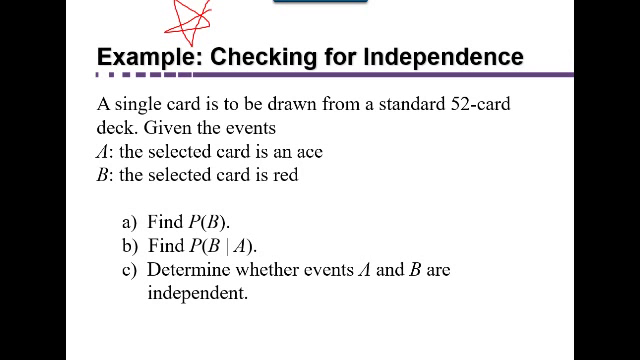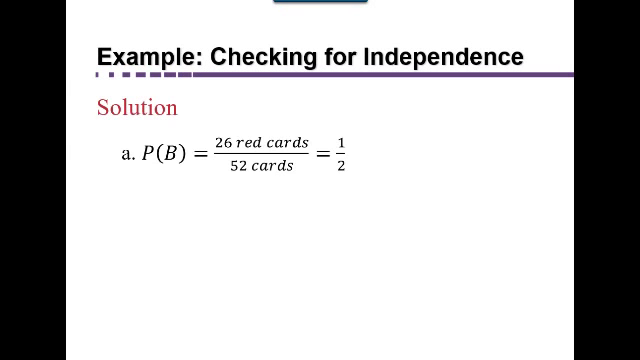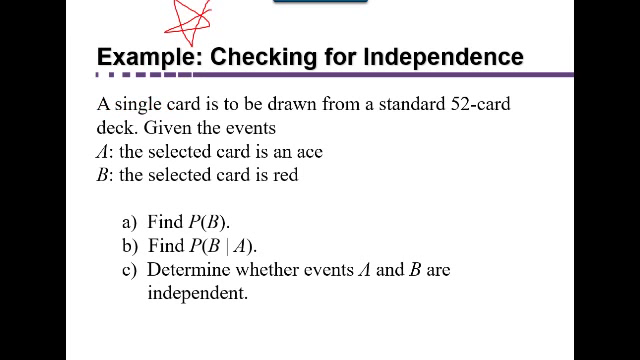So to me, when I first looked at this problem, it doesn't seem like these are independent events. It seems like one would affect the other, right? Because you're restricting the number of cards. But let's see if it is or not. The only way to know is to actually calculate the probabilities. So how many cards are aces?